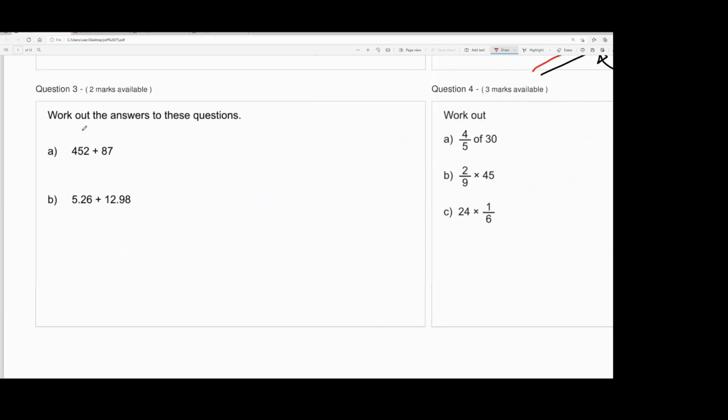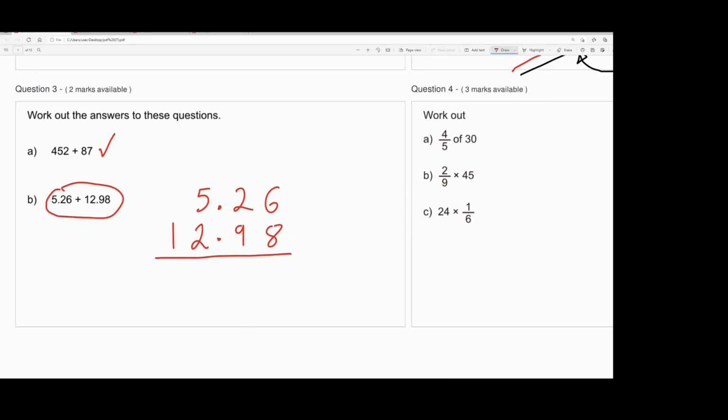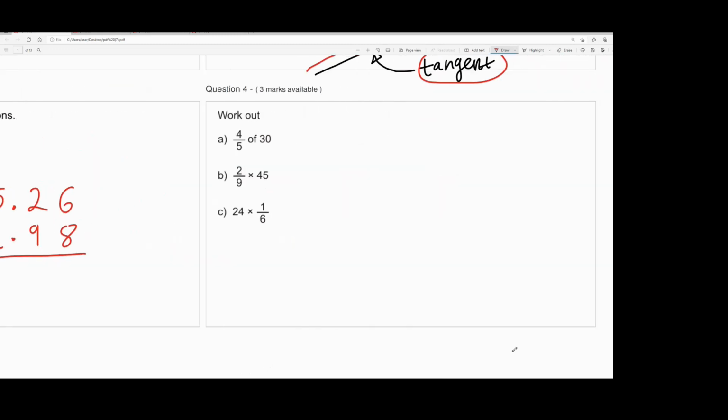So I think 3 would be fine, right? So A is quite easy. The only thing to remember with B is to make sure all of your tenths, units, hundredths line up. You've got 5.26, you've got 12.98, and you would just have to add those up. I think that's quite easy. So all of these questions now are based on the 2020 paper. So they're all based on a recent past paper, basically. So we'll have a look at number 4, okay?